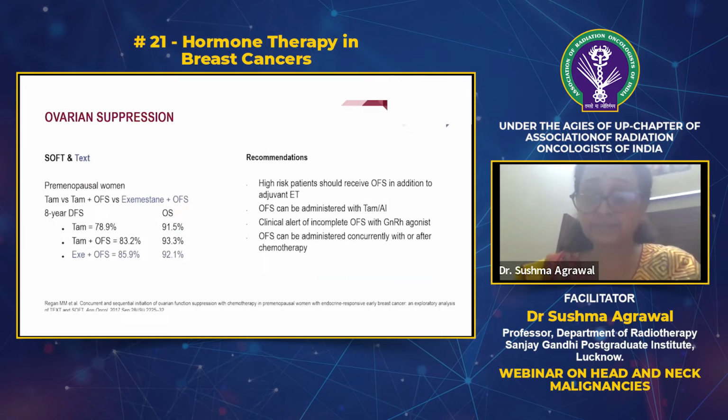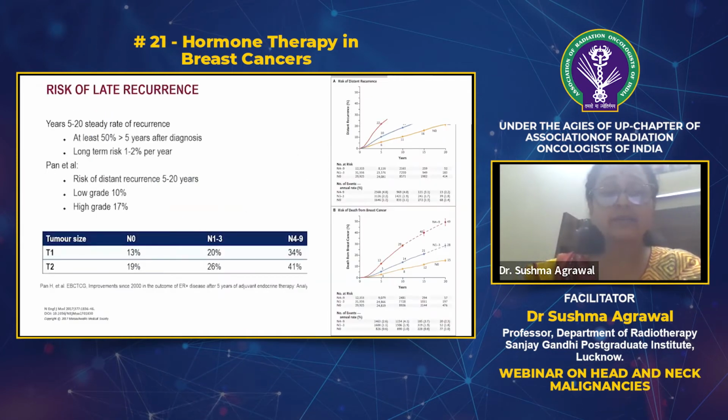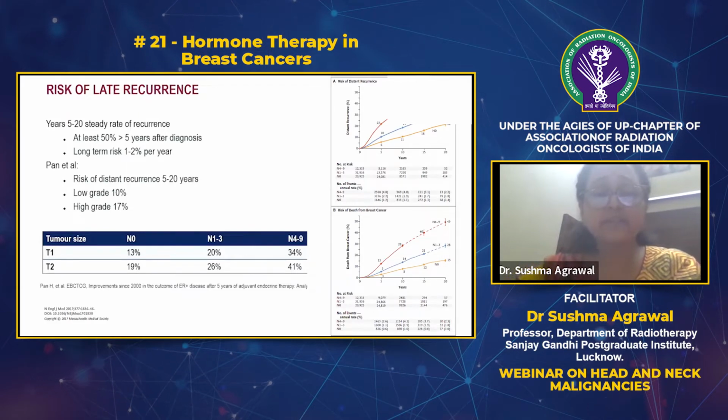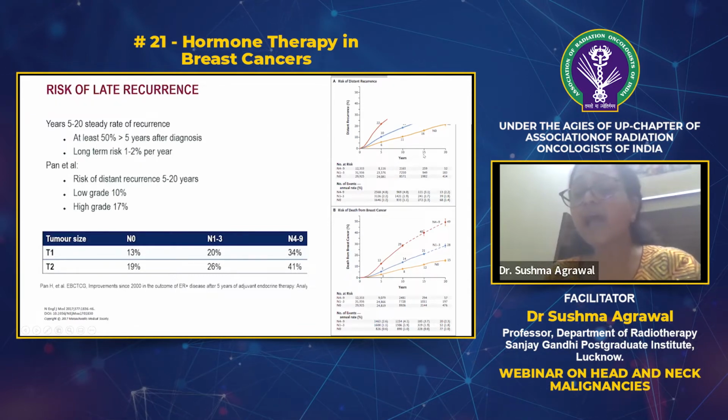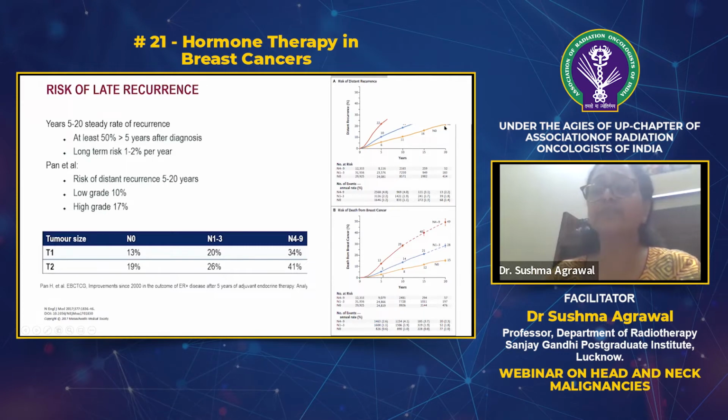Now coming to the other thing: you must have observed that people were giving 5 years of AIs after 5 years of tamoxifen. So what is the genesis of that? Pan et al. noticed and published that based on nodal status, if you gave 5 years of tamoxifen, look at this yellow line. At 5 years of tamoxifen, the risk of recurrence was 6%. It increased to 11% at 10 years. And at 15 years, it increased to 16%. At 20 years, it became 22%. And this is in N0 patients.